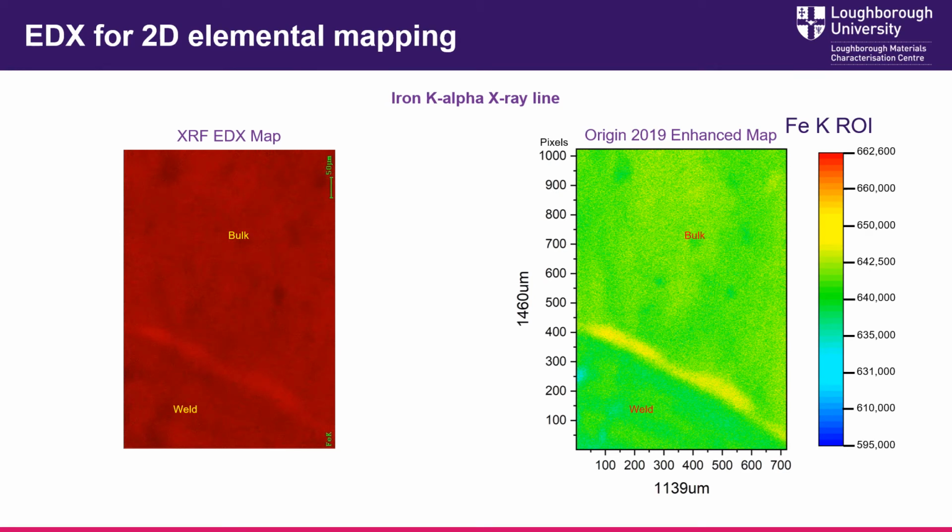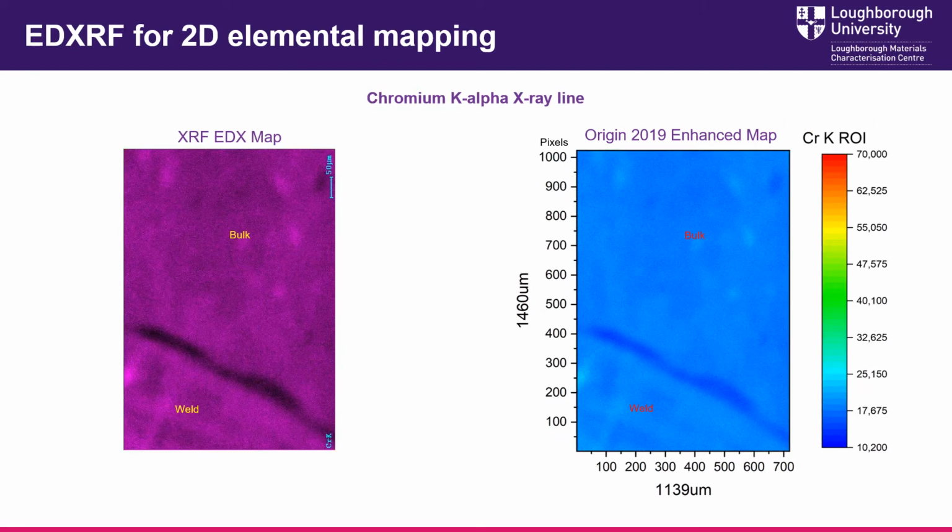Since iron is the bulk element, the X-ray count intensity is considerable. At the interface between the weld and the bulk area, there is a high intensity region of iron. Chromium is the highest quantity in the list of minor alloying elements. Chromium is slightly depleted in the weld-bulk interface.